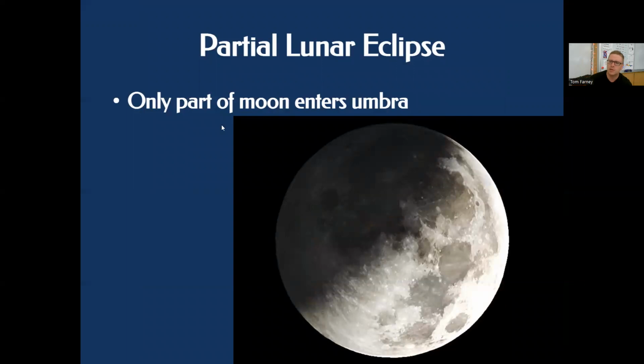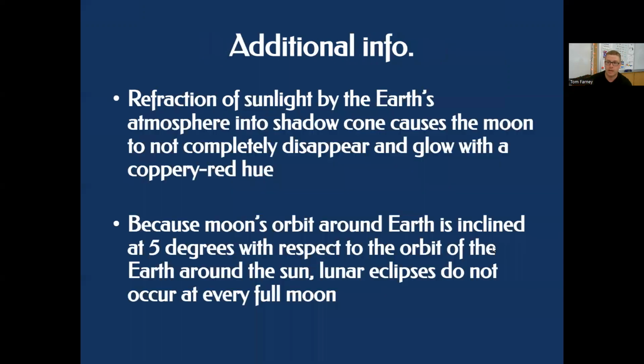Partial lunar eclipse, it's only when part of the moon enters the umbra. It's not when it goes completely into the umbra or the penumbra. It's when it partially passes through the main shadow cast by the Earth. So a partial lunar eclipse is similar to a total, where we're dealing with the umbra, except this time, instead of having the whole moon go into the umbra, we're only really dealing with half of the moon going into the umbra there.